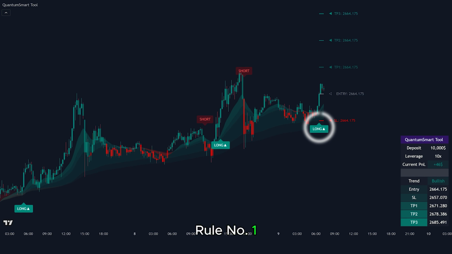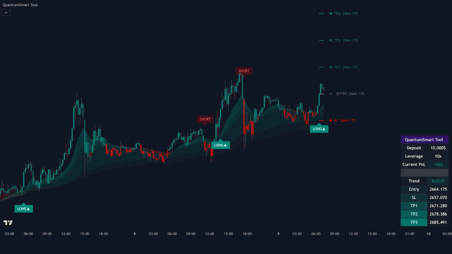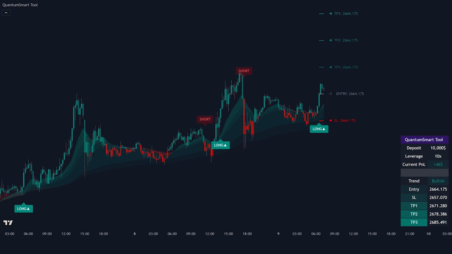Rule number 1. The indicator must show a continuous green cloud. Rule number 2. Price should be trading above the cloud. Rule number 3. A long signal with entry, stop loss, and take profit levels must appear.